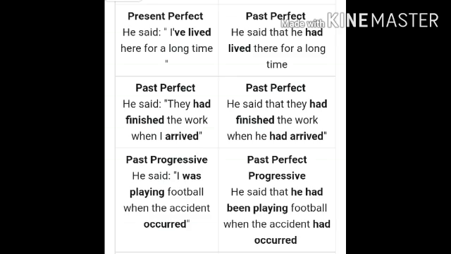Look at the next one, past progressive. He said, I was playing football when the accident occurred. So it will be changing into past perfect progressive, perfect continuous. He had been playing football when the accident had occurred. Clear?